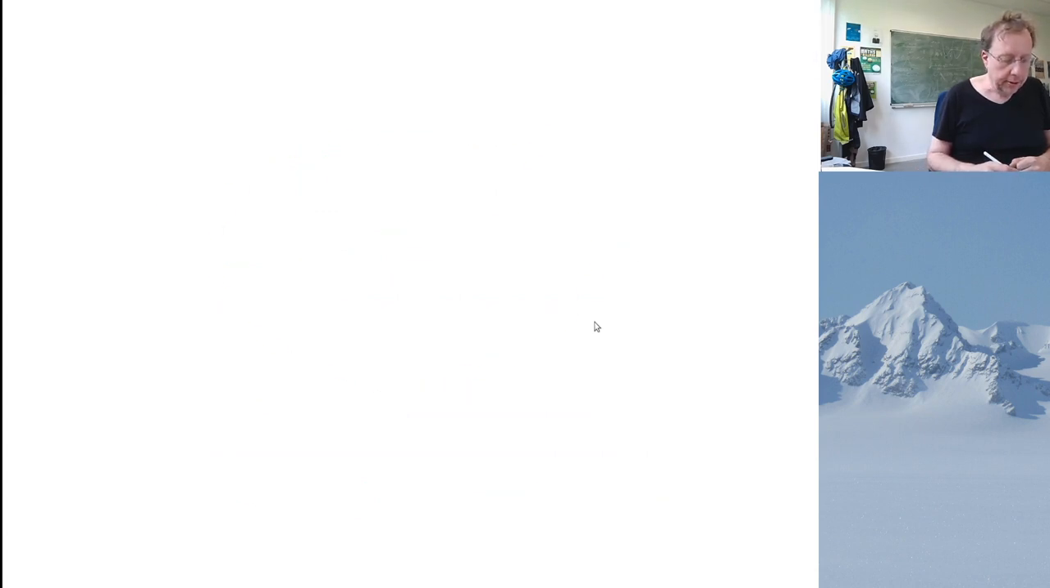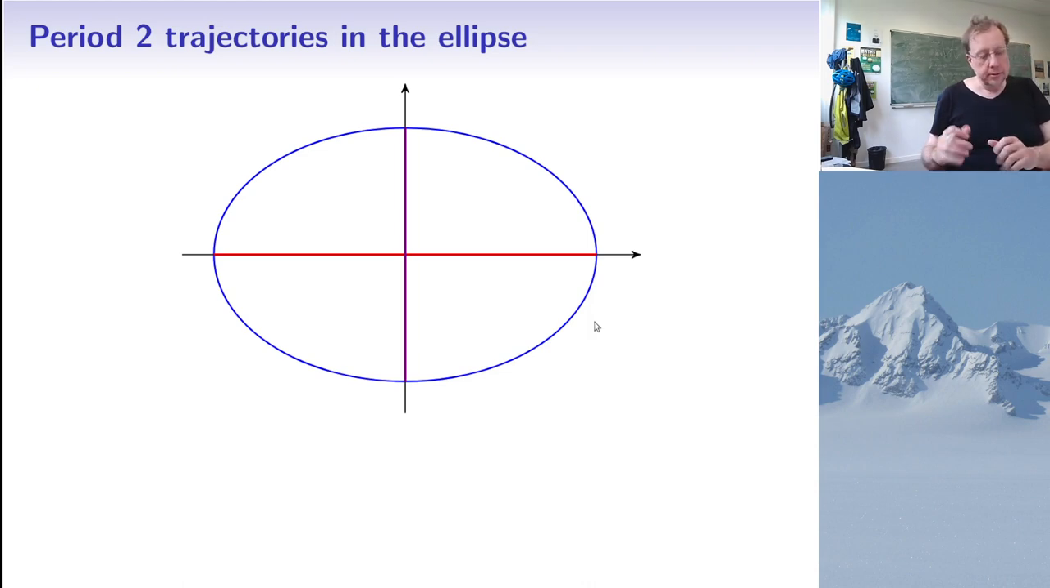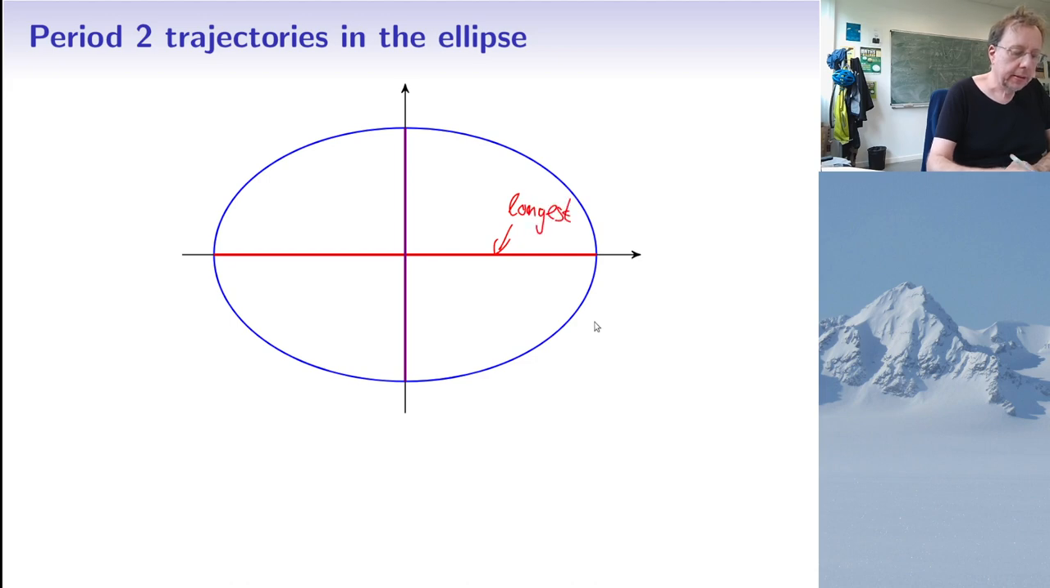Now, I told you that there is another proof, and before saying more about that, let's just come back to the ellipse. So one thing you may have noticed is that I talked about these orbits or trajectories of period 2, and they are actually the axes of the ellipse, so the major and minor axis of the ellipse. Now, it's quite easy to see that the major axis here is actually the longest line connecting two points on the boundary of the ellipse.